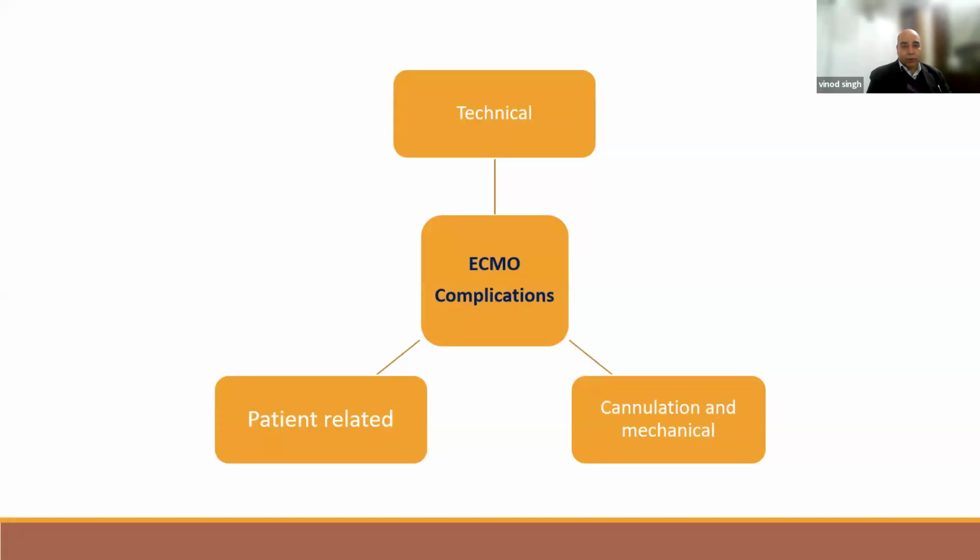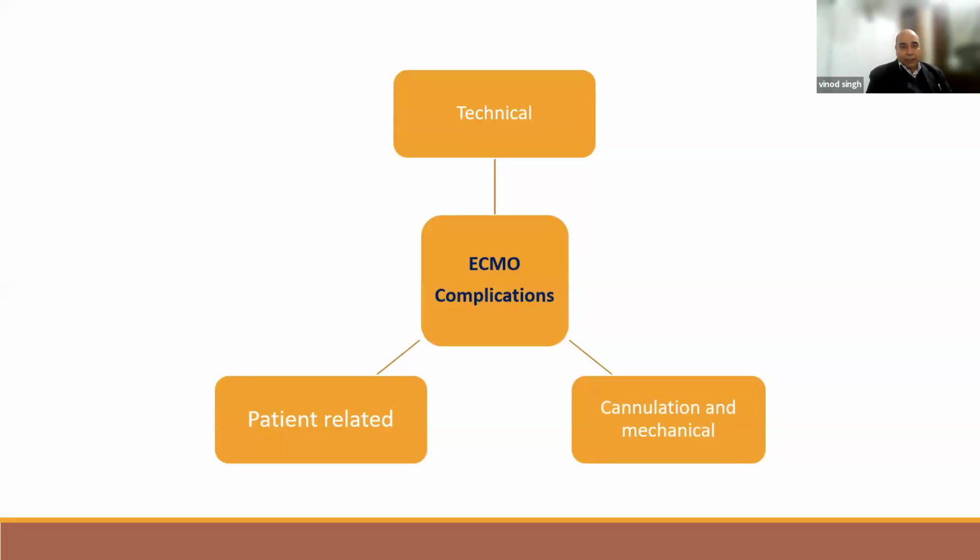The second type of complication is technical, because these patients are on complex technology. The patient is on ECMO, so you will have problems with the centrifugal pump, the oxygenator, and the heater. And the third type of complication is because of the cannulation and other mechanical complications, like the cannula has come out, or the cannula has gone down, or vascular bleeding.